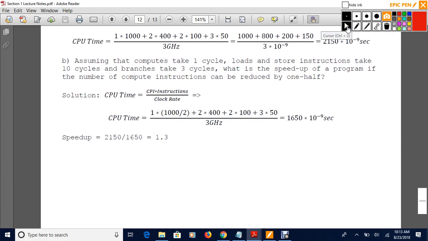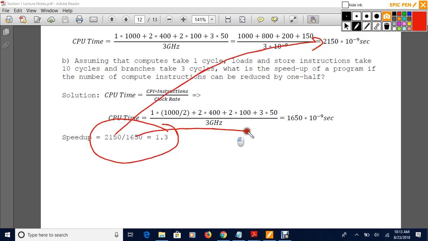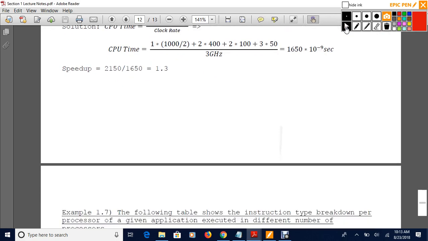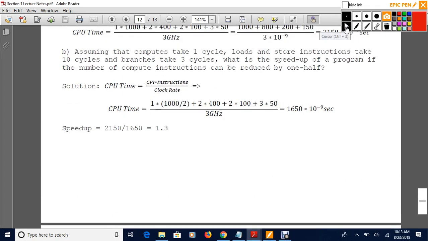And then you just compare there, what's the speed up? 2,150 divided by 1,650 comes out to 1.3. Right? And then, oh no, so there's no part C. Part C is the next problem. All right, so you see how you're starting to put these pieces together, and you're seeing that Amdahl's law affects performance in this specific way, because we have to worry about different instruction classes, because there are certain levels with hardware and software.